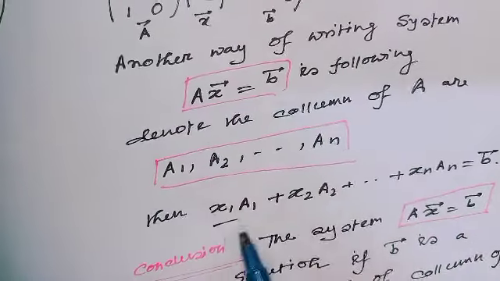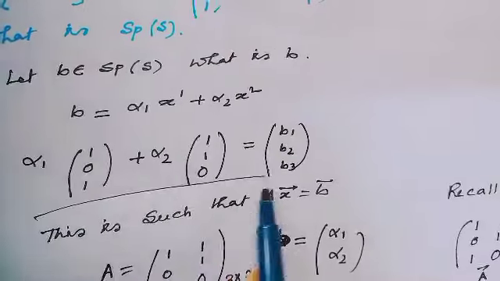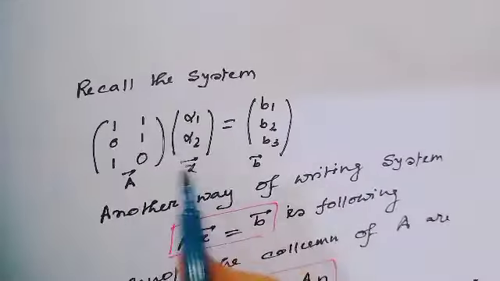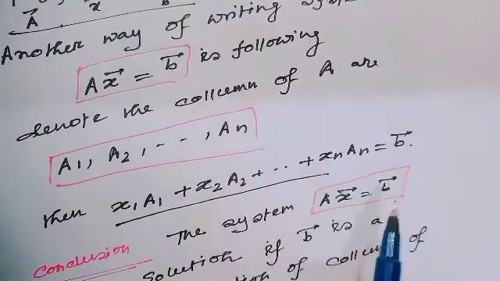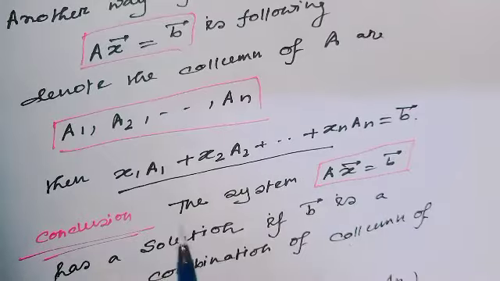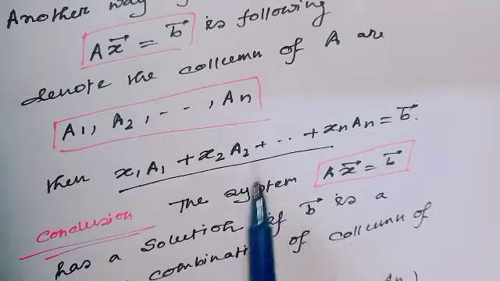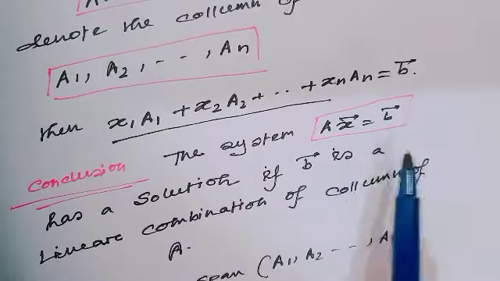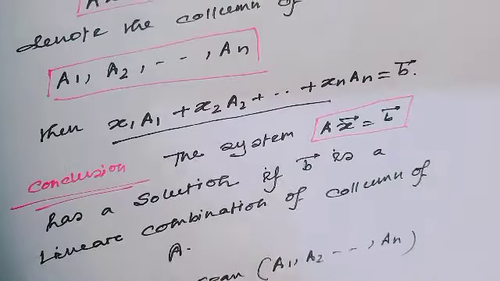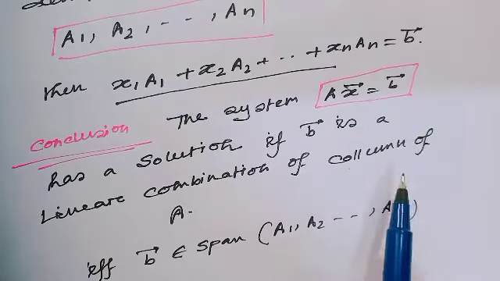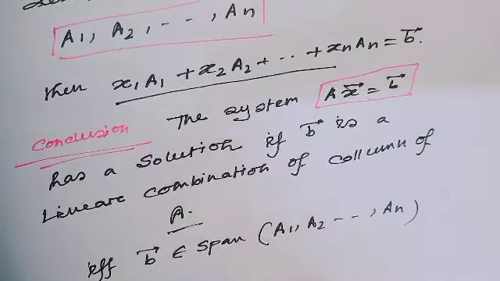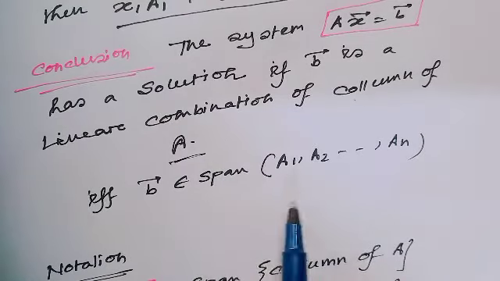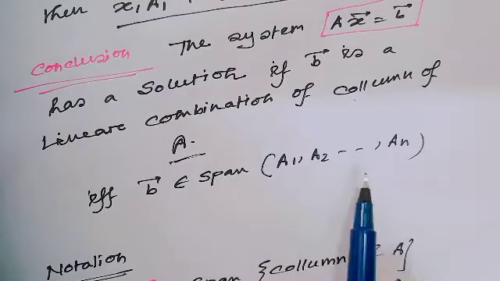I have written this in this form because both are similar. Notice the vector b is a linear combination of the columns of the matrix A. So the system Ax equal to b has a solution if b is a linear combination of the columns of the matrix A. That means if b belongs to the span of the column vectors A1, A2, up to An.